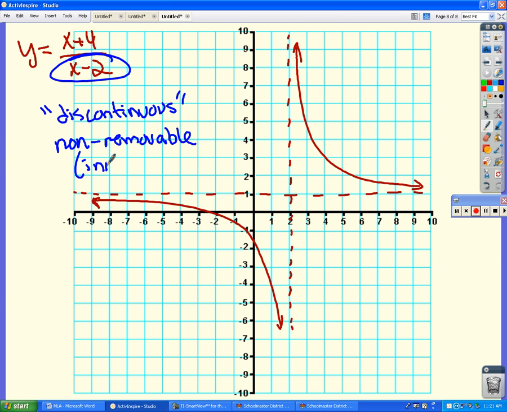And sometimes this will be referred to as an infinite discontinuity, okay? But the main idea for you is this one can't be removed because the thing on the bottom won't cancel. The other one can be removed by canceling it out, okay? So you've got continuous and discontinuous, and you've got removable and you've got non-removable, okay?